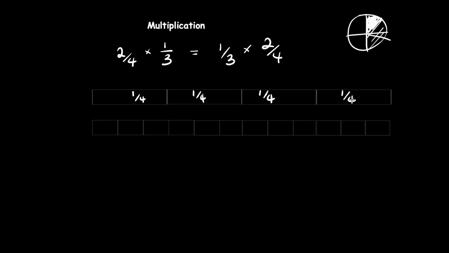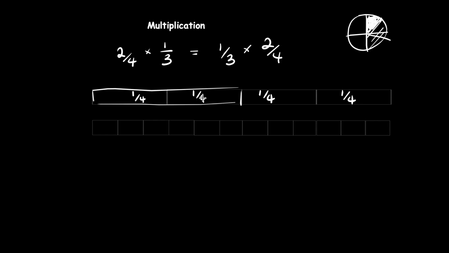So 2 fourths is this, right? That's this part here. Now, can I find a third of this as it is? I could, but it won't be easy to do. Now, what if I were to represent that whole that was divided into 4 parts as something that is divisible by 3? Well, it has to be divisible by 3 and also a multiple of 4, right? So what could we use? What are the multiples of 3 that are divisible by 4?